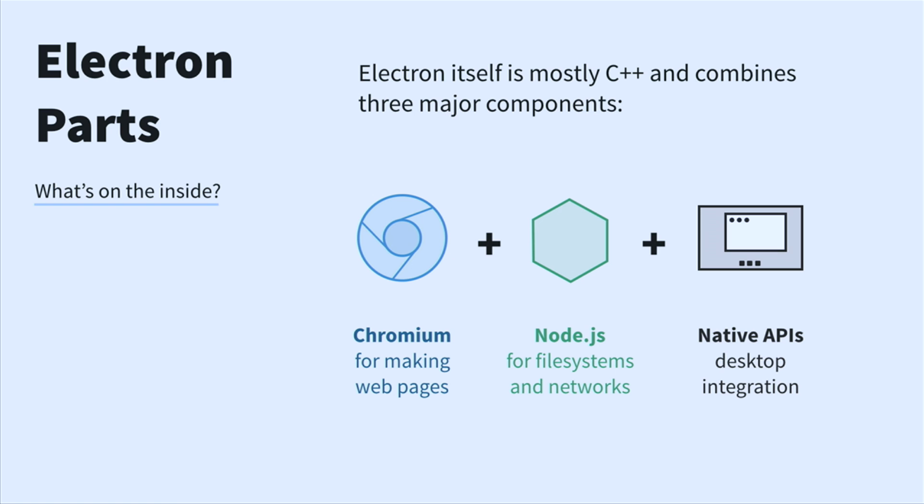All right, so that's how Electron came to be, but what Electron is actually made of on the inside can be distilled into these 3 parts. Oh yeah, so even though Electron allows you to write desktop apps with HTML and CSS and JavaScript, Electron itself is mostly C++, and it's combining these 3 things. It's combining Chromium for web pages, Node for file systems and networks, and then it has a set of native APIs for desktop integrations.